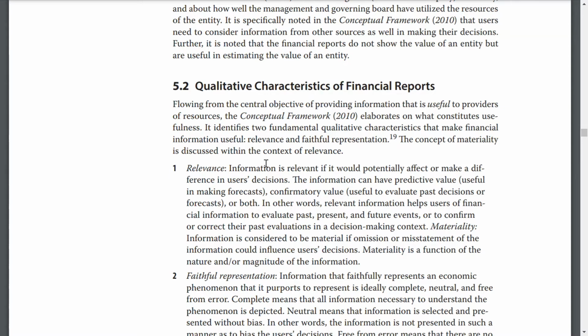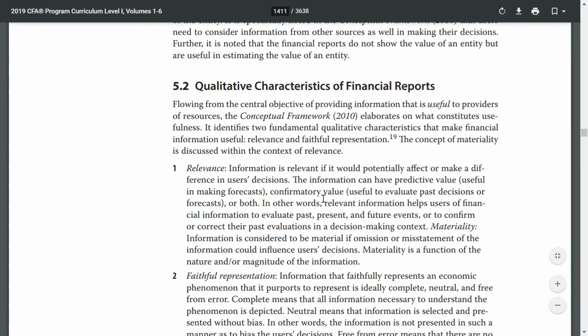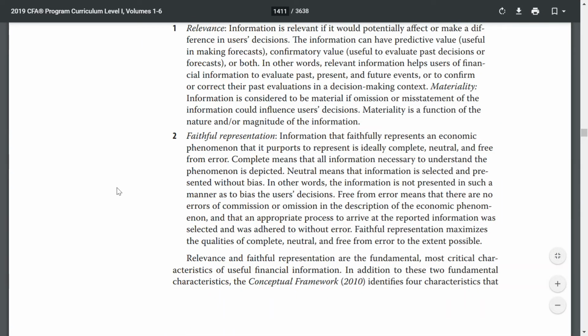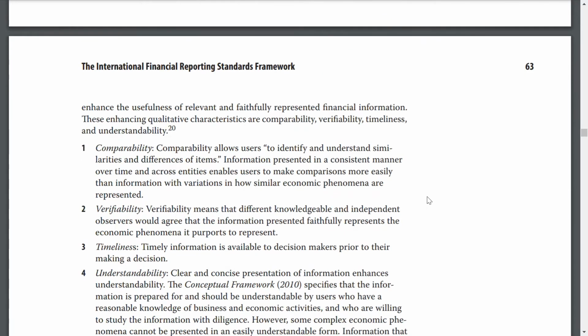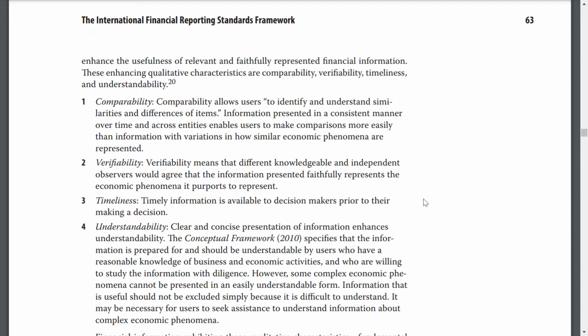Relevance. Here's the definition of relevance. Faithful representation. Here's the definition for faithful representation. Relevance and faithful representation are the fundamental, most critical characteristics of useful financial information. In addition to these fundamental characteristics, the conceptual framework identifies four characteristics that enhance the usefulness of relevant and faithfully represented financial information.